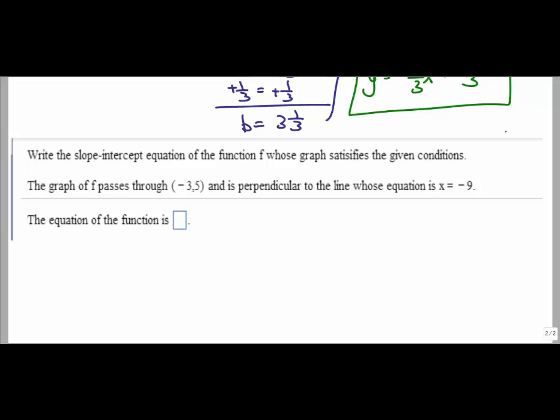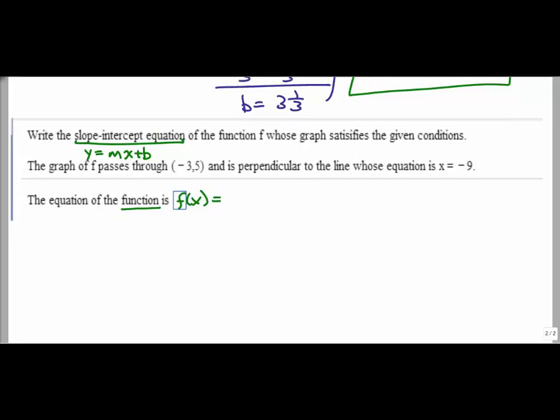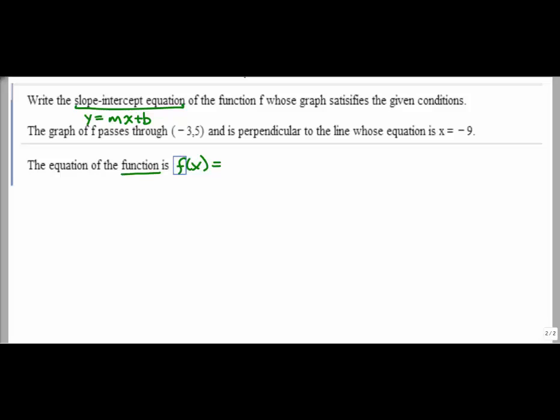It says write the slope-intercept equation. Okay, so slope-intercept equation, that means that we want y equals mx plus b. Now they use the word function here, and we need to keep that in mind when we get to the end. So slope-intercept, that's y equals mx plus b. Now the equation of the function, we denote as f of x. So when we get done, instead of the y, we're going to have f of x for our solution equals mx plus b. Okay, so let's focus on how we find that now.